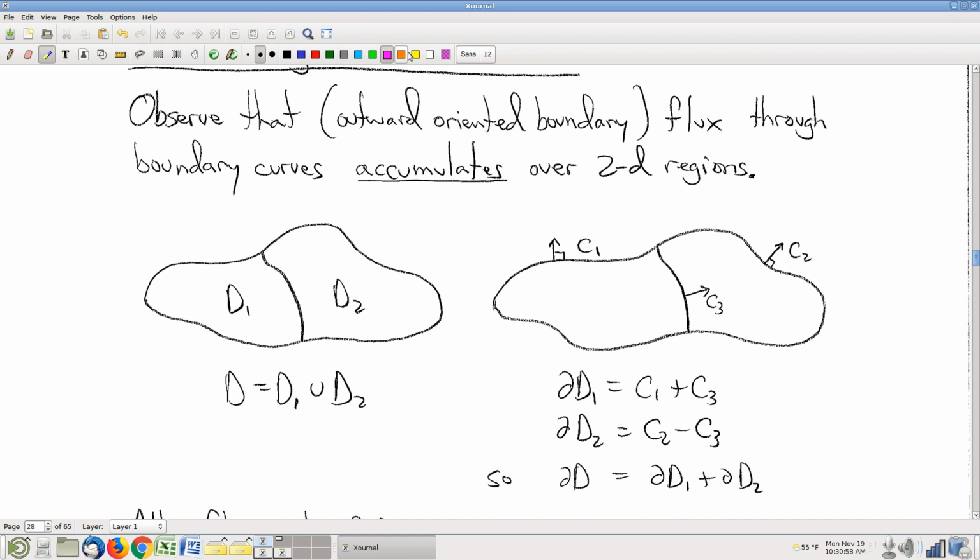Let's look at this region here, for example, D1. That region D1, if you look at its boundary, includes C3, oriented the way I have indicated, and so as part of the boundary of D1, we get a positive C3. Right? And then, of course, also C1. All right. But thought of as part of the boundary of D2. Right? Here's D2.